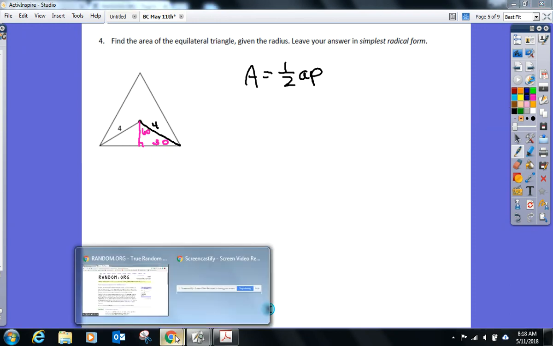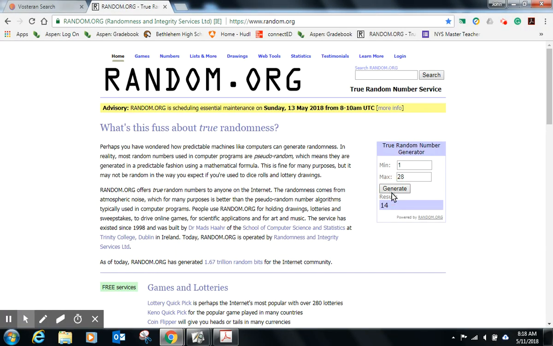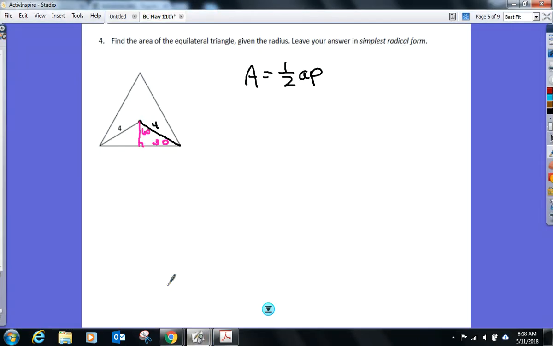Where's the 4 across from? 14. Where's the 4 across from? 90. What must have been across from the 30 then? You're going backwards. Be careful. 2. Nice job. Hey, so the apothem is 2.